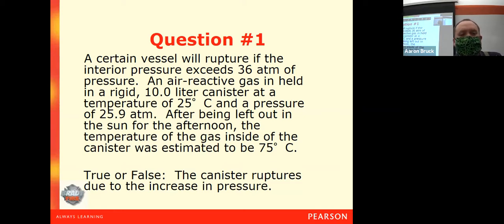Okay, now I will warn you, there is a lot of information in this question that you do not need. Make sure that you're picking out the information specific to the gas itself as you're trying to solve this problem. So take about 5 minutes or so, try to work your way through this. We'll come back and talk about it.